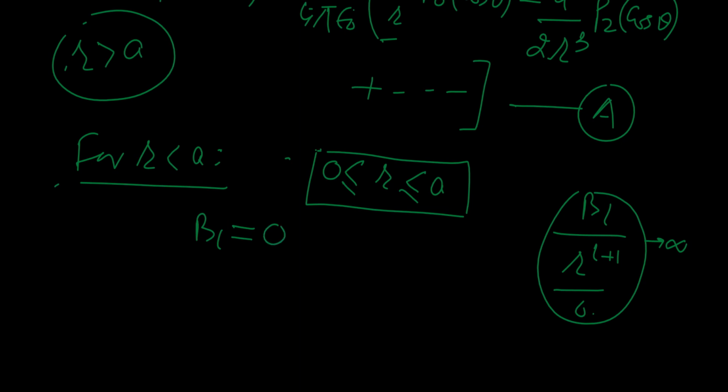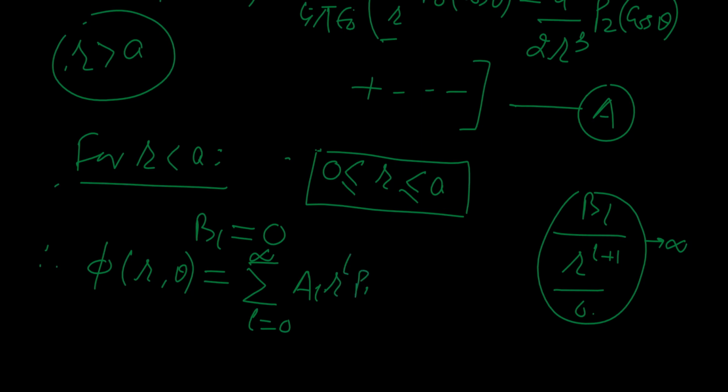And if BL is 0, what will be our solution? Therefore, in this case, phi of r theta will be simply summation L from 0 to infinity AL r to the power L PL of cos theta. This will be our solution of the Laplace equation when r is less than a.